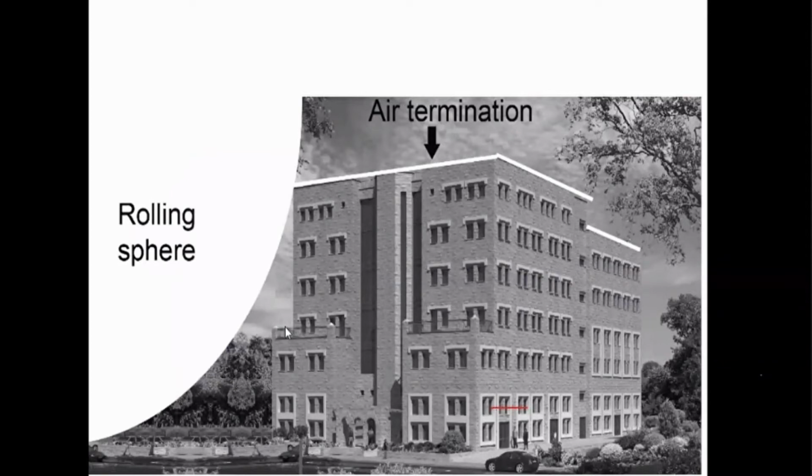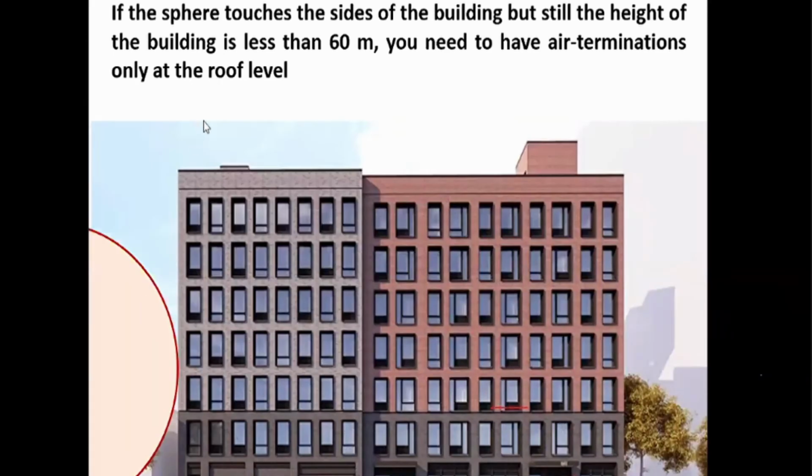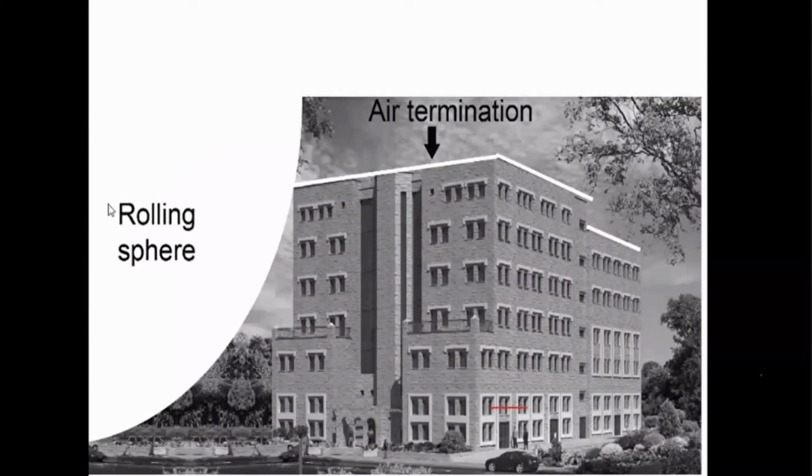Okay, now we are coming into some important points. Now you see that in this particular case, when you roll the rolling sphere, it will touch the building only at the rooftop level. So therefore, you have to protect only the rooftop level. So air terminations are needed only at the rooftop level.